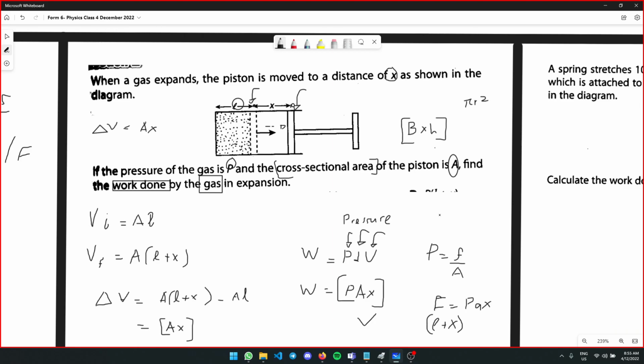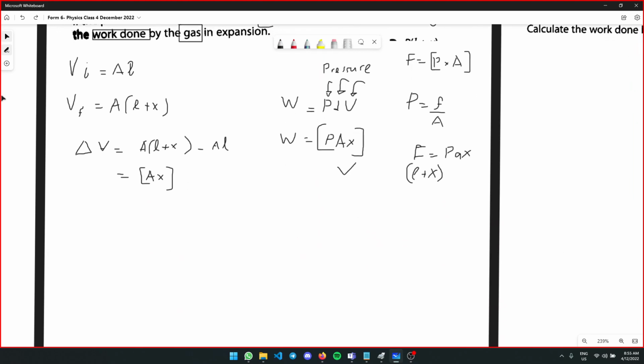And you also know that F equals pressure times cross-sectional area, PA, and the displacement is X. So you can just do the same thing. What is W, the work done? It is F times S, where F is PA and the displacement S is X. So at the end of the day, you still get the same thing.